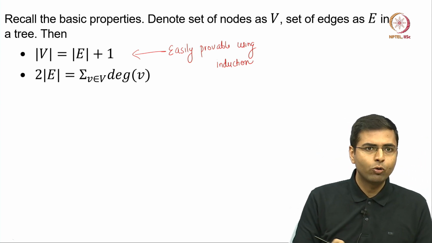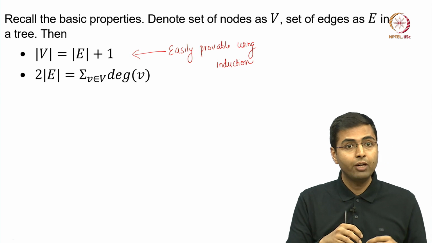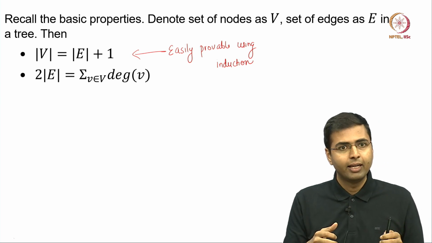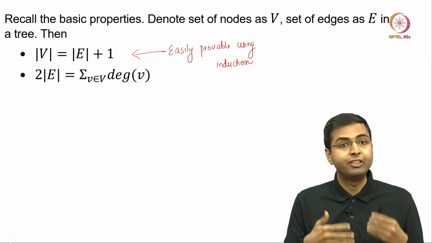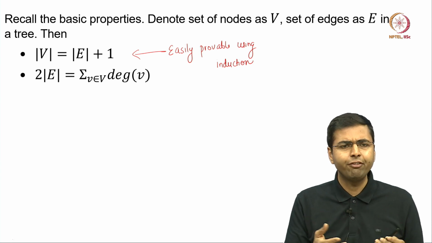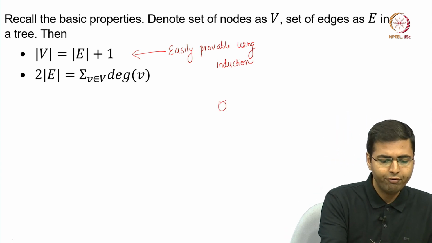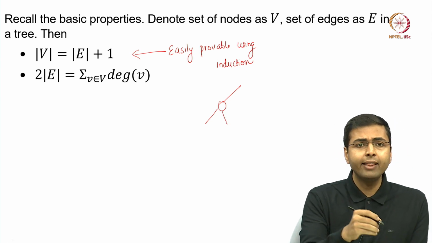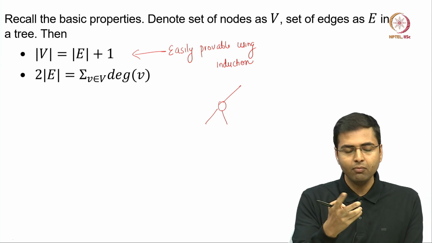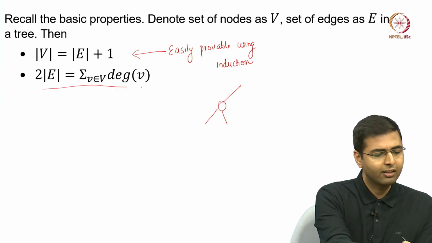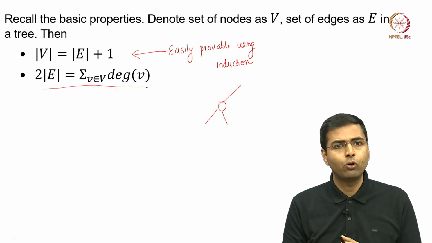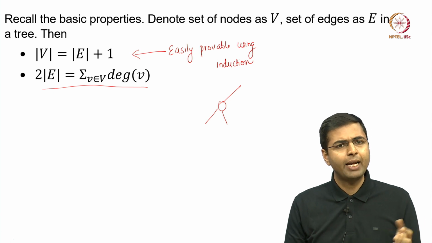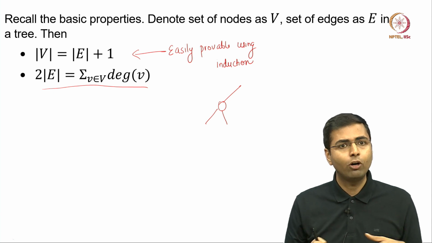And the second property that we are going to need is that if you sum up the degree of all the vertices, then that is equal to 2 times the number of edges, and that is also trivial, because when we are adding the degrees of all nodes, we are counting the edges twice. So, this equality also is trivial to understand. With these two basic properties, we can prove the inequality for suffix trees.